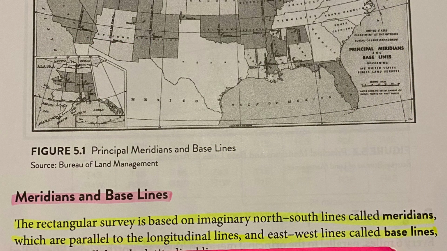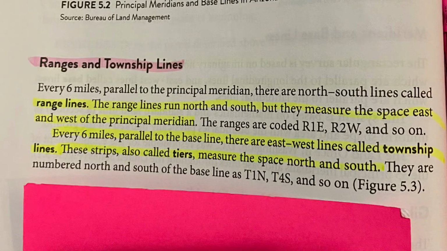Meridians and baselines. The rectangular survey is based on imaginary north through south lines called meridians, which are parallel to the longitudinal lines, and west through east lines called baselines. Ranges and township lines. Range lines. The range lines run north and south, but they measure the space east and west of the principal meridian.